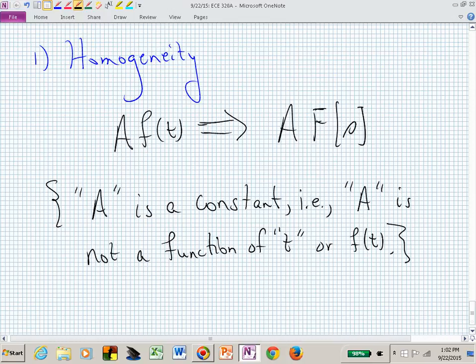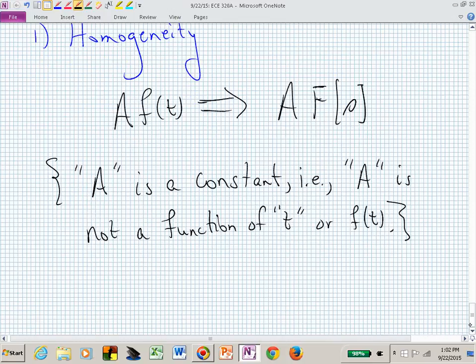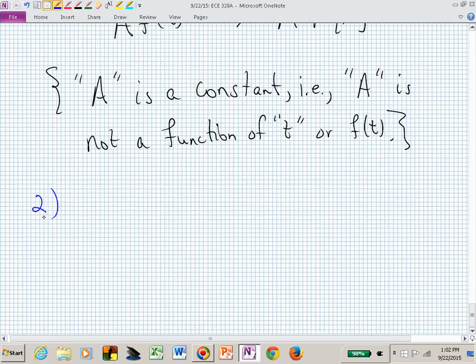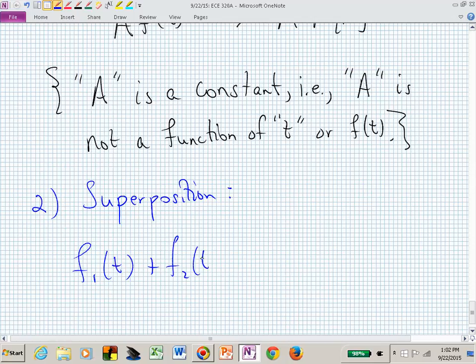Then we have homogeneity. The other nice property that Laplace transforms enjoy is superposition. Which means if we have one waveform, let's call it f sub 1 of t, and we add that to a second waveform, f sub 2 of t, then that is going to give us in the frequency domain what we would expect, the sum of those two Laplace transforms.